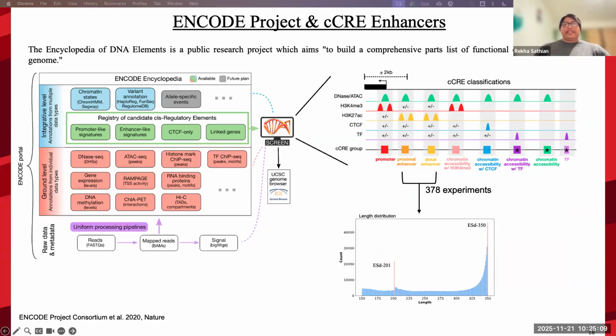The foundation of our dataset comes from the ENCODE consortium. The ENCODE encyclopedia serves as one of the most comprehensive resources for mapping functional elements in the human genome. ENCODE integrates large-scale experimental assays through uniform pipelines to generate consistent, high-quality annotations. One of the major outputs of this effort is the registry of candidate cis-regulatory elements, and these are accessible through the Screen Portal. We curated enhancer elements from ENCODE version 3.